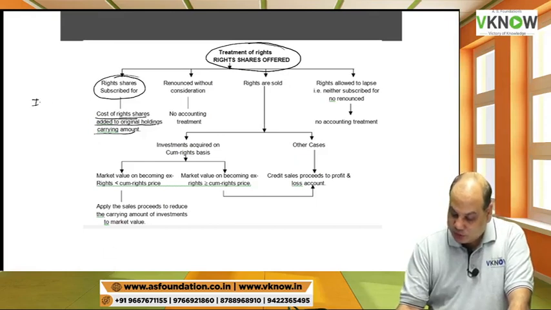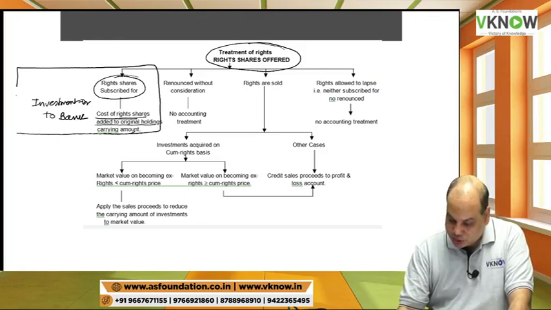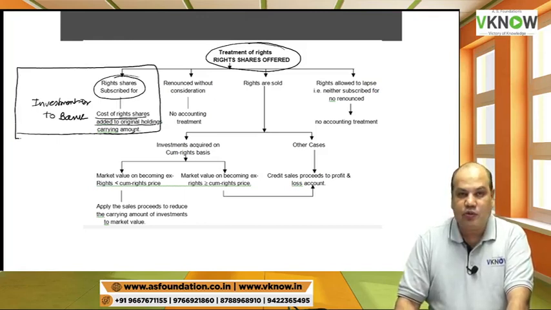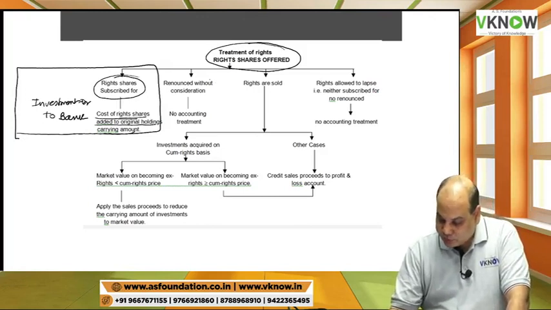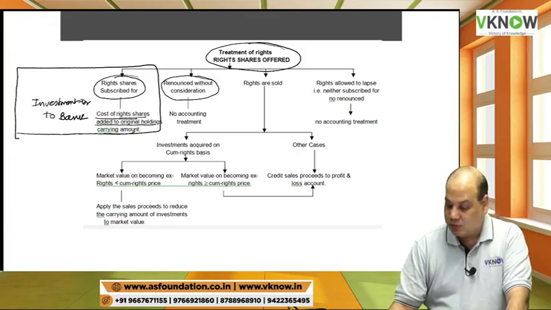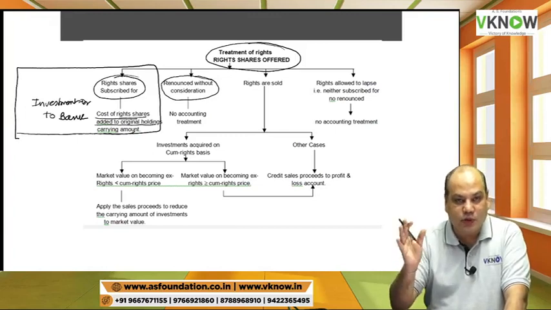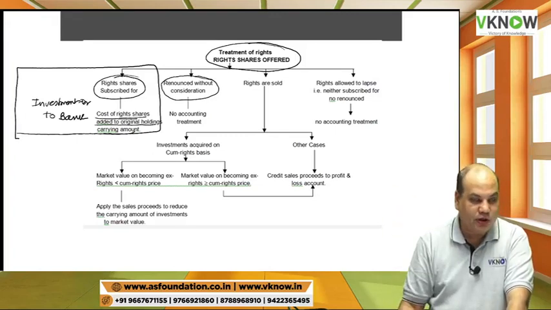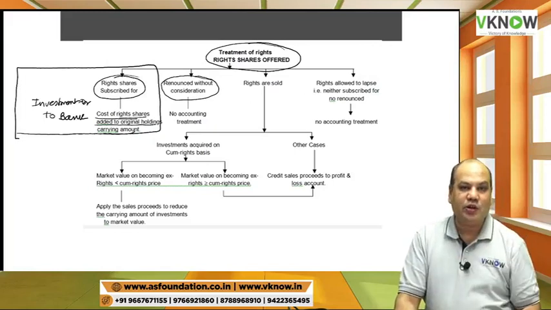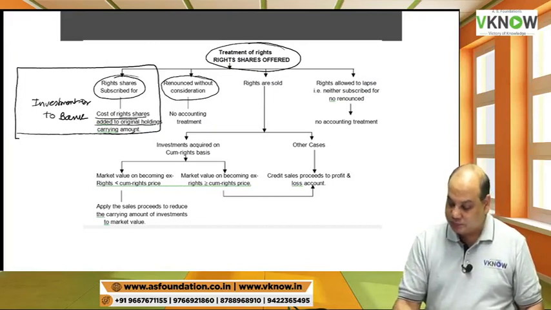So you will simply pass the entry: investment account debit to bank. If you come across this situation, investment account debit to bank. Suppose right is renounced without any consideration. Right is given to your friend but without consideration because it is your best friend. You are not charging him anything. Then no entry, because there is no monetary consideration involved.